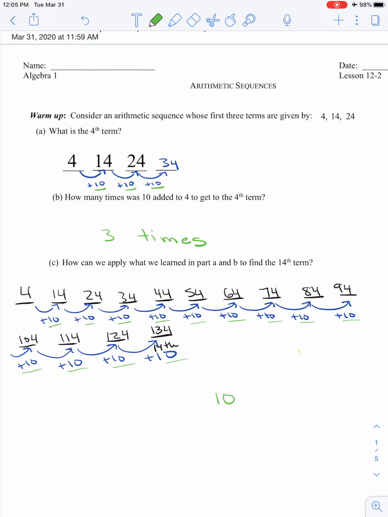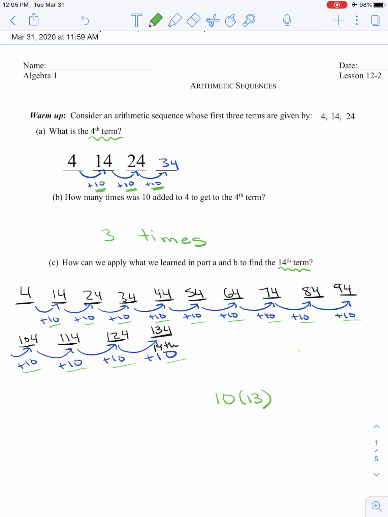So adding 10 13 times is really equal to 10 times 13. So we added 10 one less time than the number term we were looking for, right? So we added 10 13 times, we were looking for the 14th term. That should make sense to you because if we go back up to part A, we added 10 3 times, 1, 2, 3, when we were looking for the fourth term, okay?